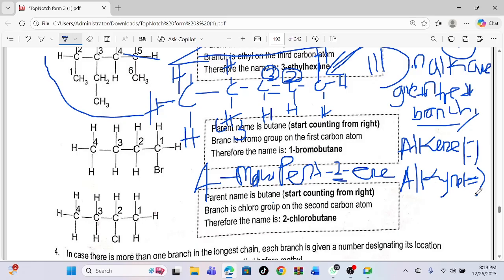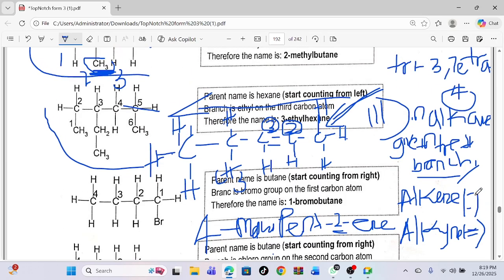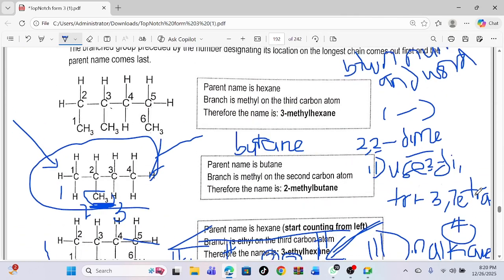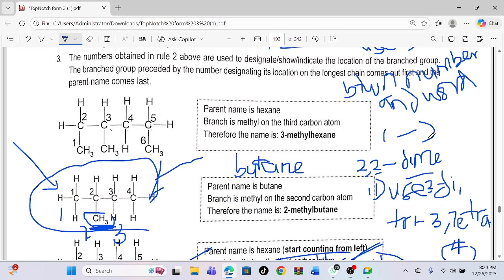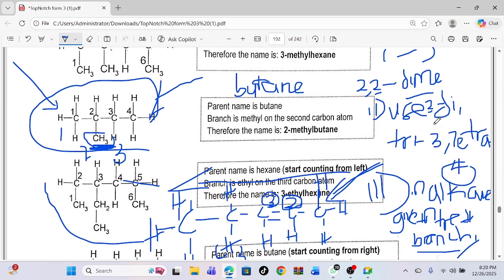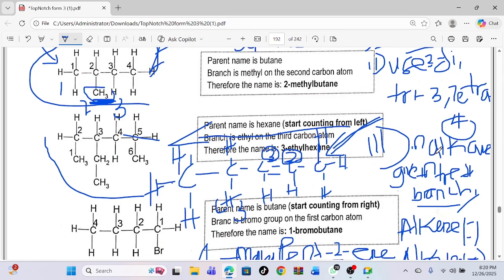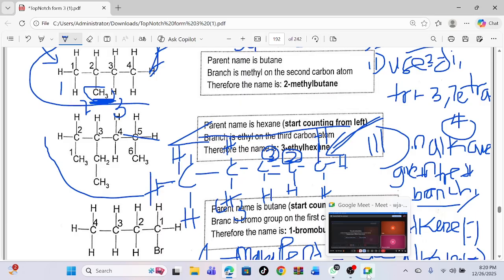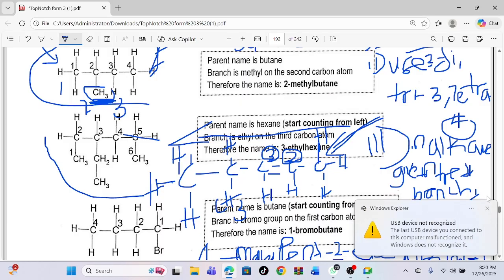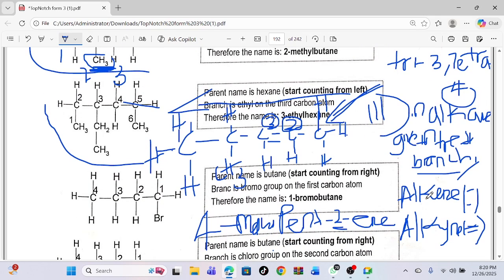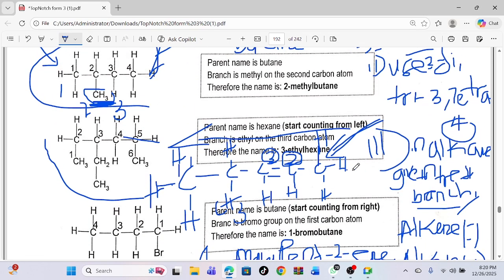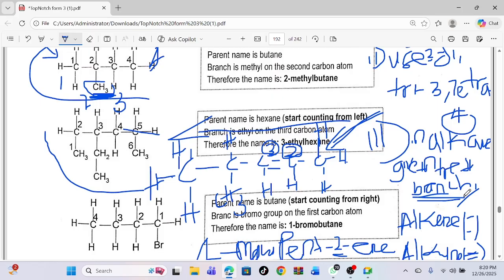And that's all about the rules. Rules zote ni hiyo tu. So nikirudia, between two numbers, use comma. Between a number and a word, use hyphen. So use di for two, tri for three, tetra for four. Also, I say that in alkanes we give priority to the branch.